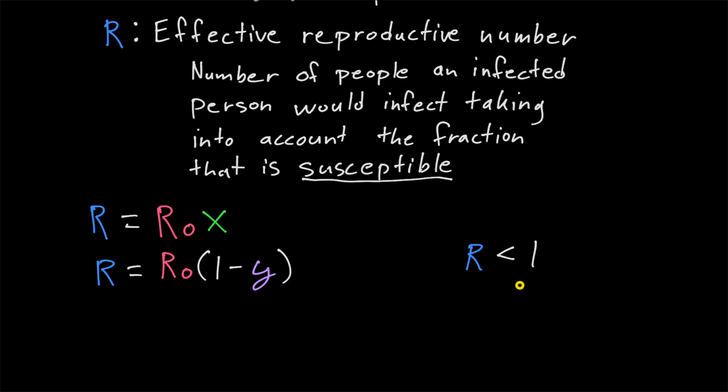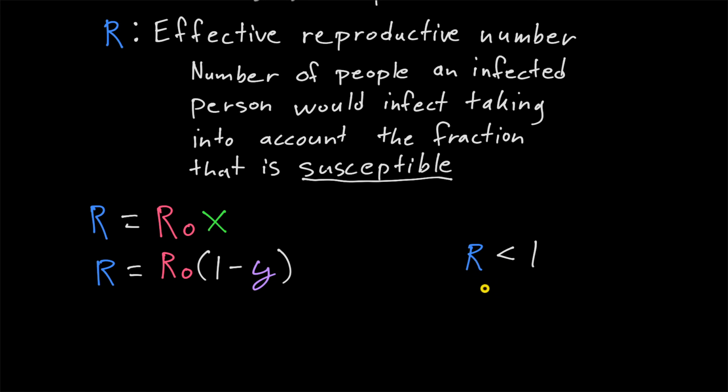Imagine you start off with 100 infected people in a population. Well, if R is 0.9, let's say, and 0.9 is less than 1, then those 100 people are going to infect only 90 people. And then those 90 people are only going to infect 81 people. And so you're going to get an exponential decline in the number of people being infected at every step, and the number of infections is going to trend towards 0. Eventually the infection will be completely eliminated from the population.